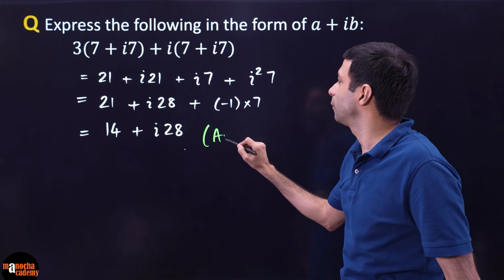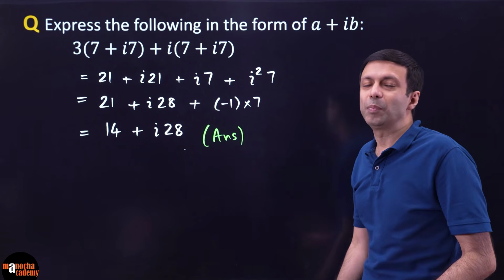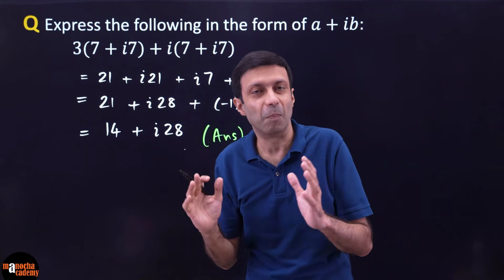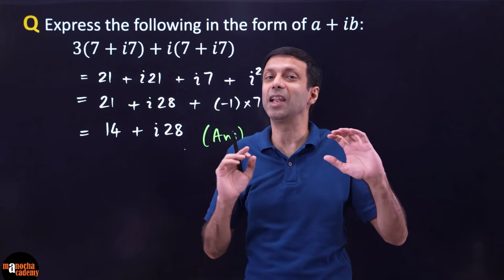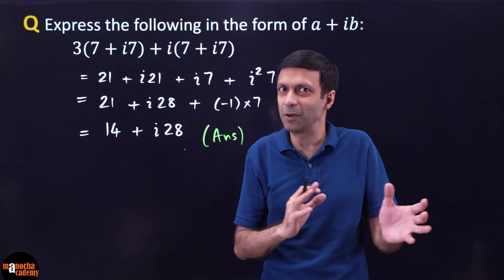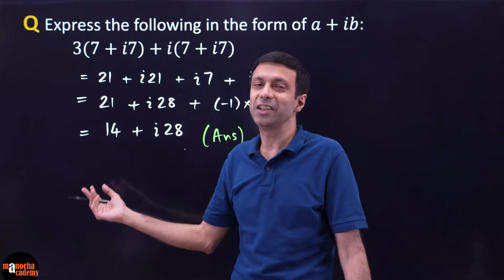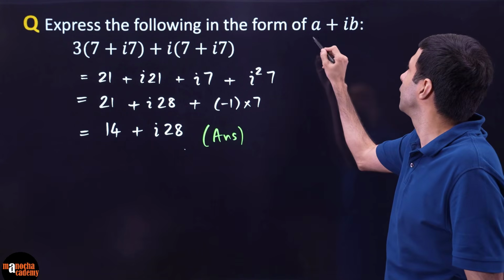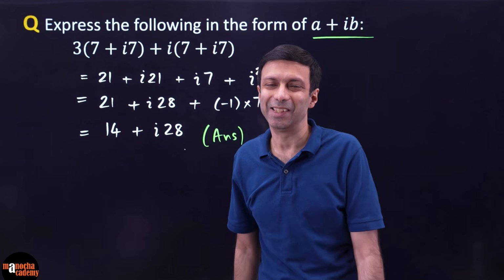So there you go. That's the final answer. It's very simple. You just have to multiply it out and simplify. And again, remember, you can combine real parts together, you can combine imaginary parts together, but you can't mix them up. So that's why the final answer is 14 plus 28i. See, we have got the form that we wanted, a plus ib.